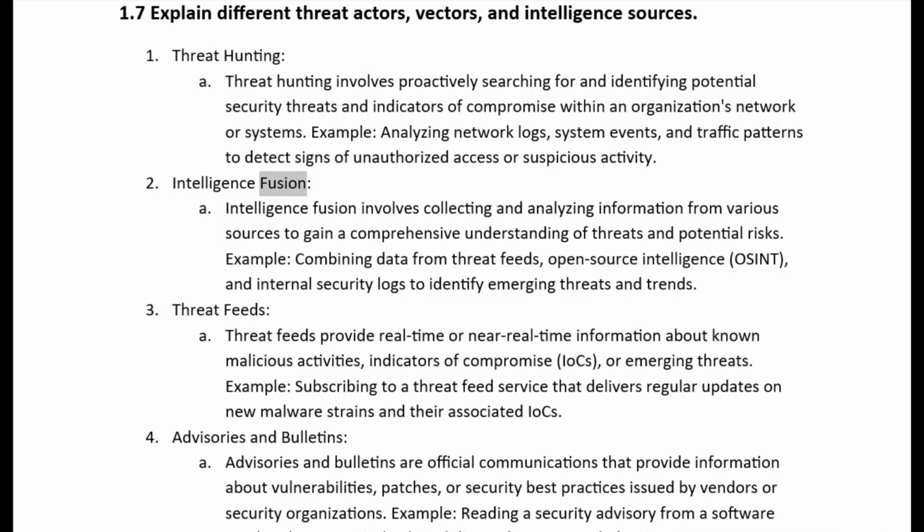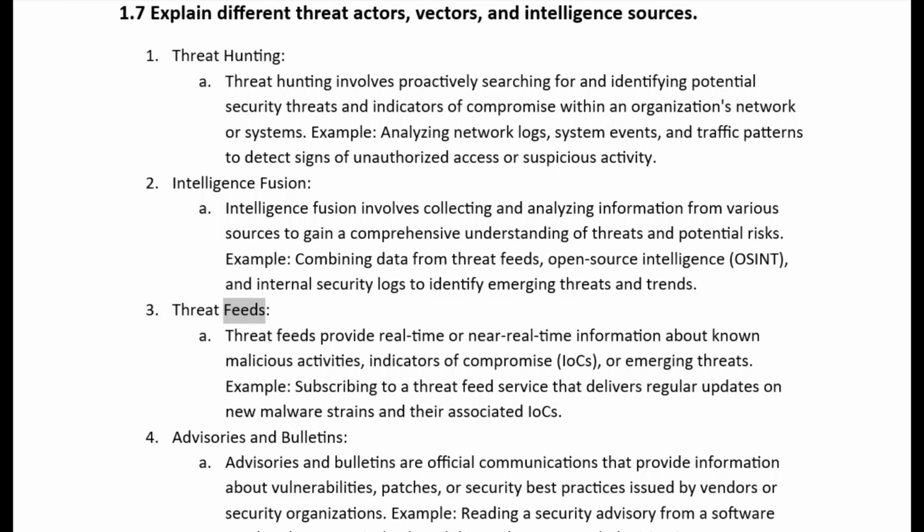Intelligence fusion. Intelligence fusion involves collecting and analyzing information from various sources to gain a comprehensive understanding of threats and potential risks. Example: combining data from threat feeds, open source intelligence (OSINT), and internal security logs to identify emerging threats and trends.